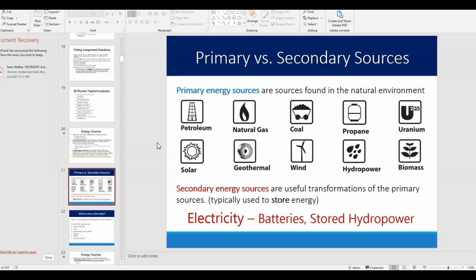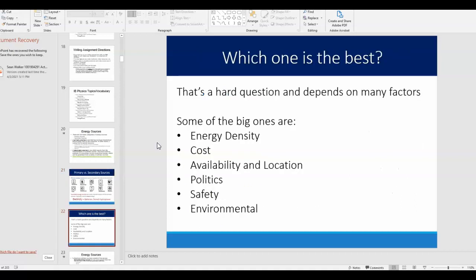Now, out of all these energy sources, which one is the best? Okay, and that's not such an easy question to answer. In fact, there's not really an answer to the question which one is the best, because unfortunately, as far as we can tell, basically every energy source has advantages and disadvantages. And so we as a society, we as a country, and we as a global society have to weigh the costs associated with different energy sources versus the benefits.